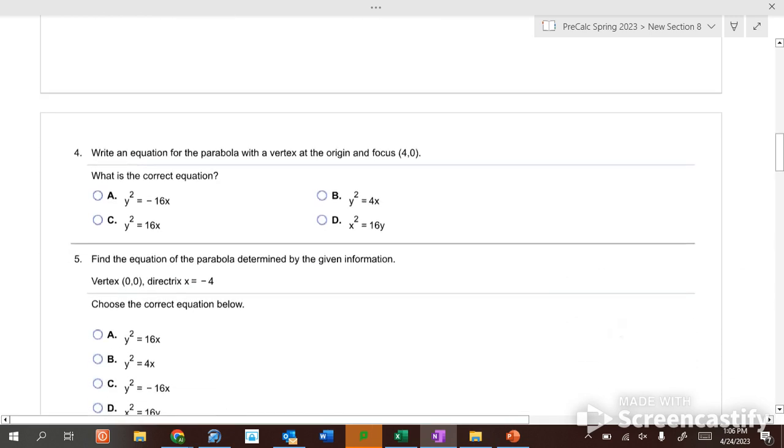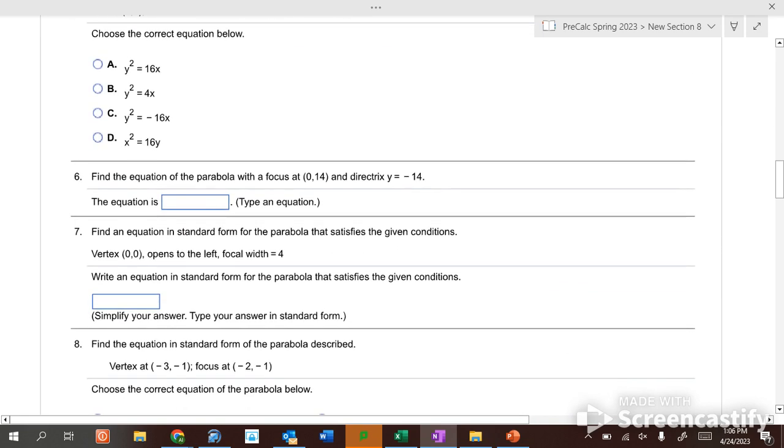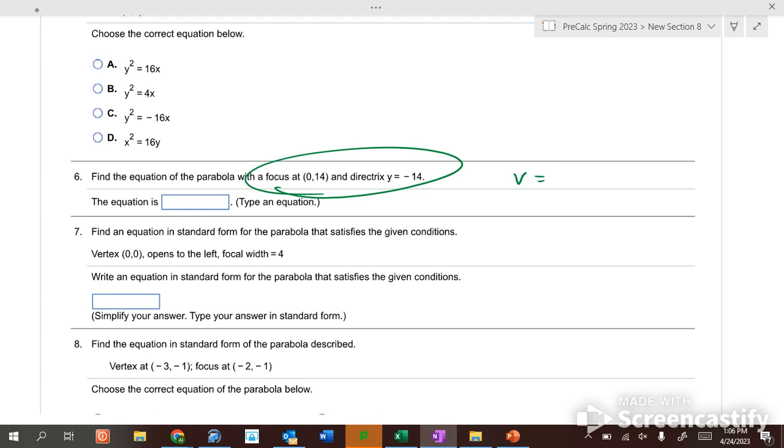Okay? All right. So you'll have questions about vertex, focus, directrix. Let's just do this one right here. If the focus is at 0, 14 and y equals -14, where's our vertex at? If our focus is at 0, 14, and our directrix line is y equals negative 14, what's halfway in between negative 14 and 14? 0. So it's going to be 0, 0.